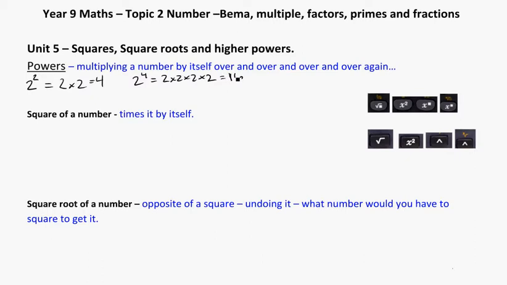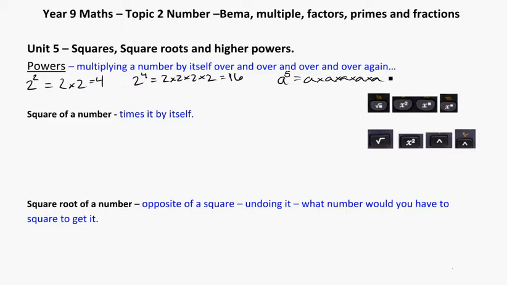When you see something with a power, you just have to times it out by however many times you see in the power. This can also be done with algebra terms. Something like a to the power of 5 would be a times by itself 5 times. A times a times a times a times a. So that's what we imply by powers.